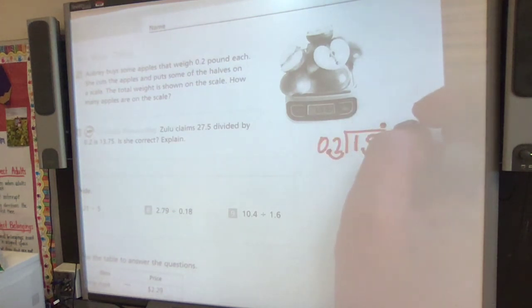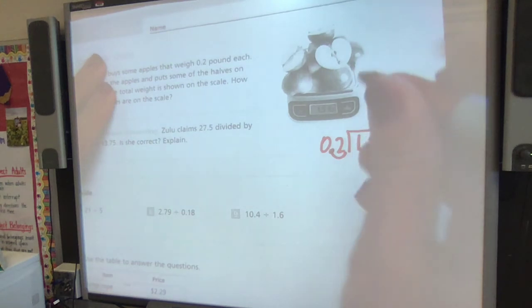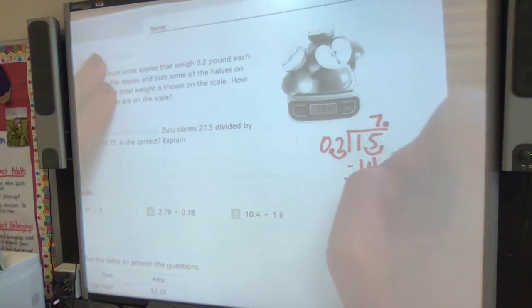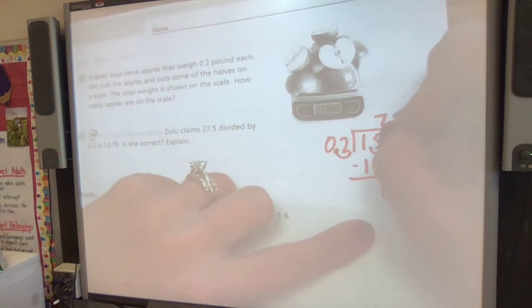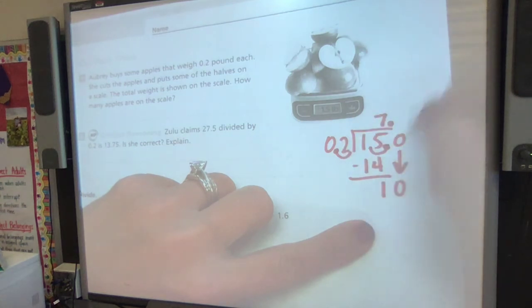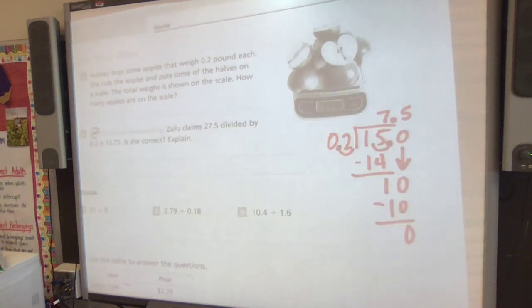2 goes into 15. How many times? Count by 2s. 2, 4, 6, 8, 10, 12, 14. That was 7 times. I'm putting it right over the 5. And that gives me 14. I subtract and get 1. Again, let's add a 0 here. We're not changing our value. And 2 goes into 10 5 times, because 5 times 2 is 10. And our answer is there are 7 1/2 apples on there, because each one was 2/10.